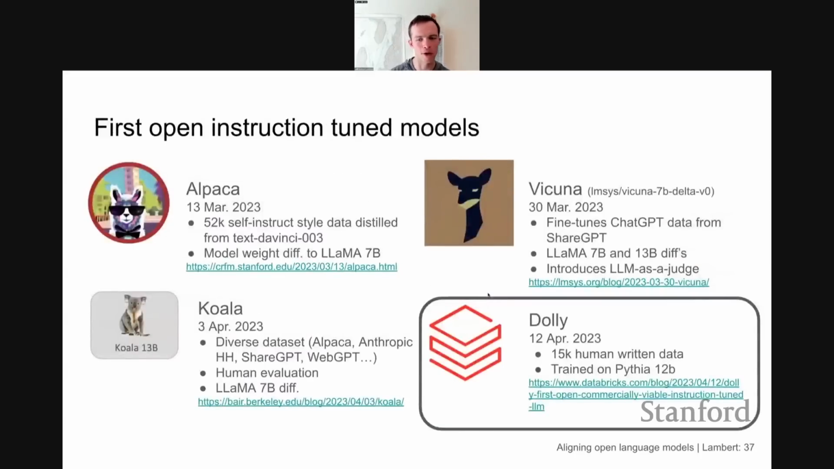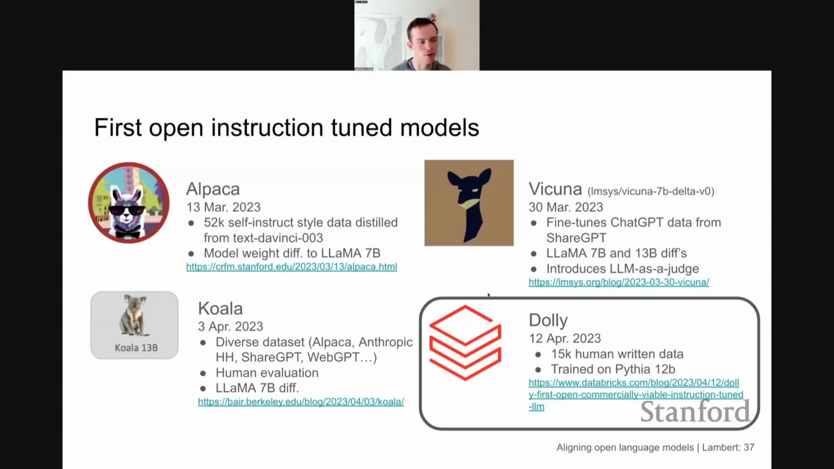And the final model that I group into this batch of this real first swing was Dolly. So Dolly was fine-tuned from a different base model. It was fine-tuned from the Pythia models from Eleuther, which are a suite of early scaling experiments from EleutherAI, which is still used extensively.